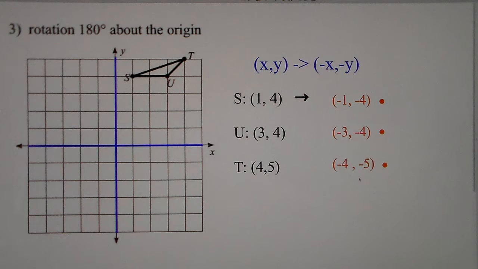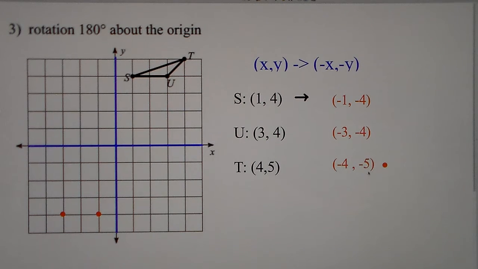Now that we got our S prime, U prime, and T prime, we can now plot these. I'm going to use the orange. So we have negative 1, negative 4. So that means 1 to the left, 4 down. U prime is 3 to the left, 4 down. So go to our origin, 1, 2, 3, and then 4 down. That's my U prime down here.